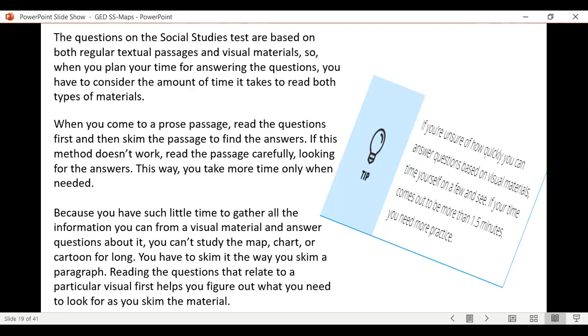And if you're not quite sure how quickly you can answer questions based on visual materials or prose, whichever, time yourself, test yourself. There are some websites online where you can find sample questions for the test. You can use those and then time yourself and see how long it takes you to answer. Remember, if it takes more than 90 seconds, that's 1.5 minutes, then you probably need to work on it some.